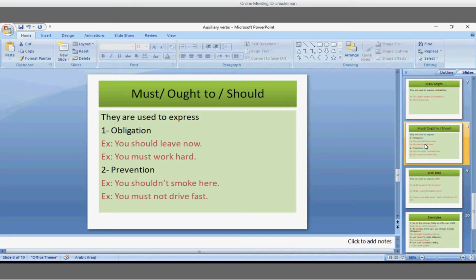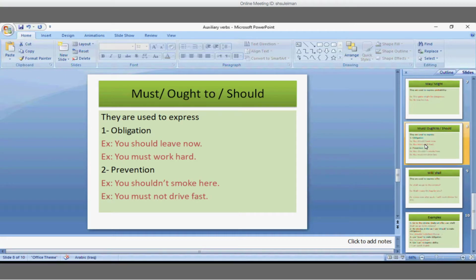Another kind of auxiliary verbs is must, ought to, and should. These three types of auxiliary verbs are different and are also used for different purposes, to indicate certain meanings in the sentence. So first of all, they are used to indicate obligation.